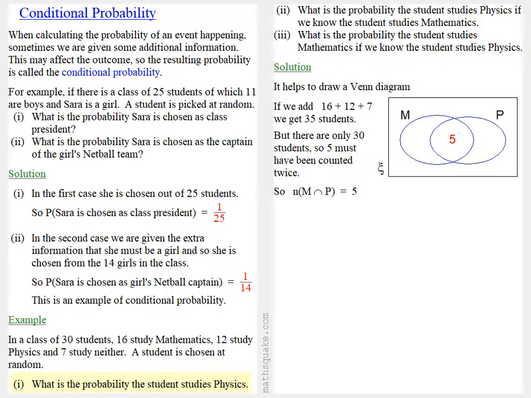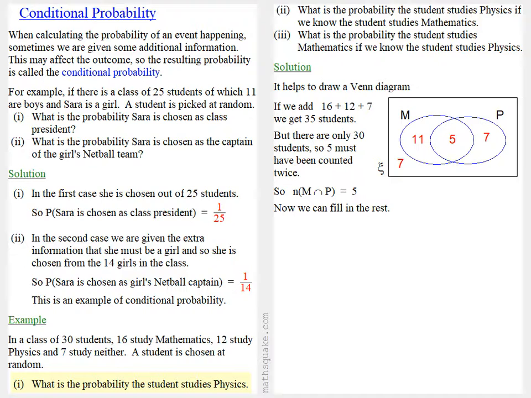So the number of students in the intersection of M and P is 5. And now we can fill in the rest. There are 16 students studying mathematics, so that means there are 16 minus 5, or 11 students studying only mathematics. There are 12 students studying physics, and so there's 12 minus 5, which is 7, students studying only physics. There are 7 that are in neither M or P.